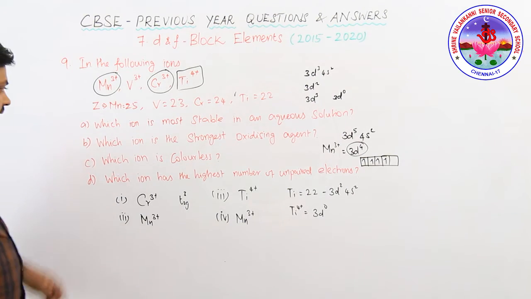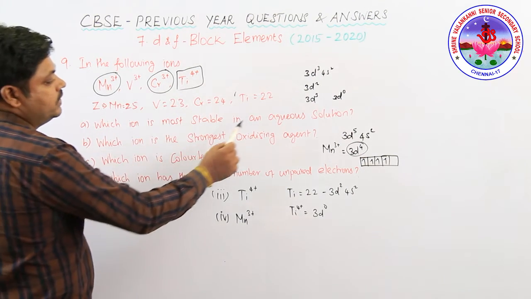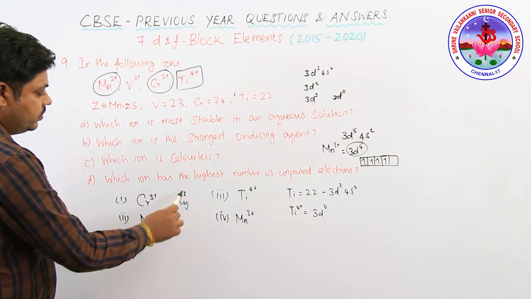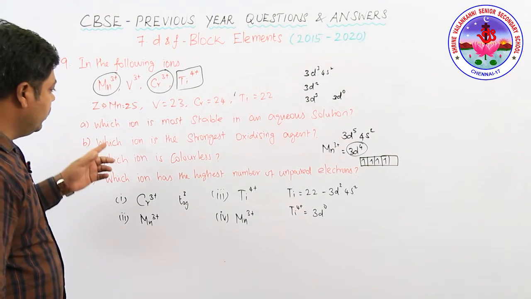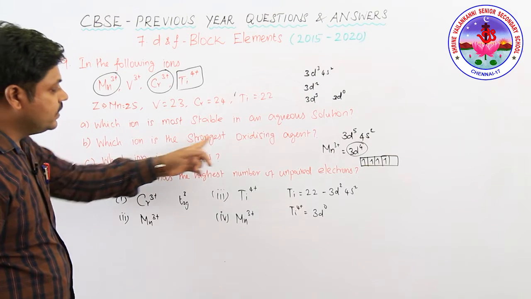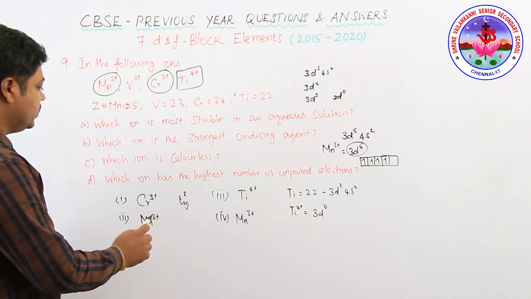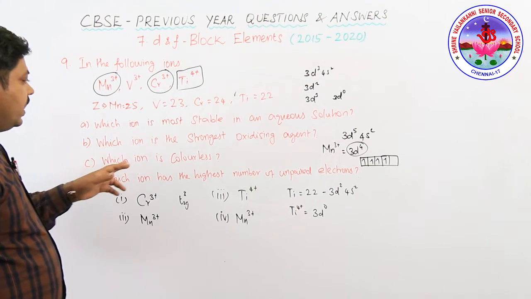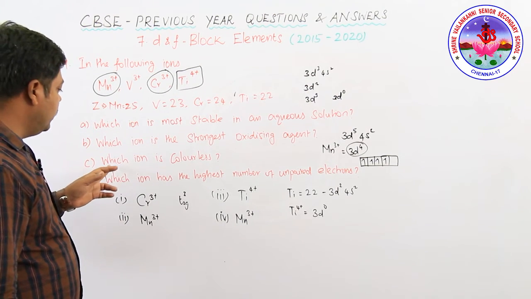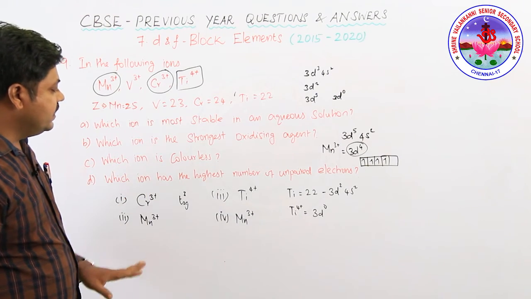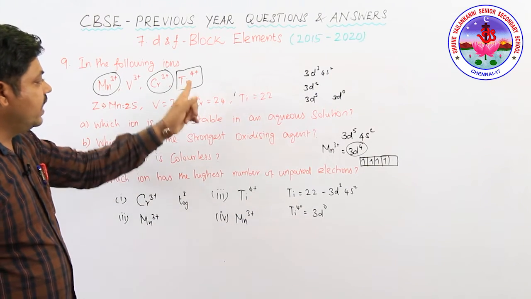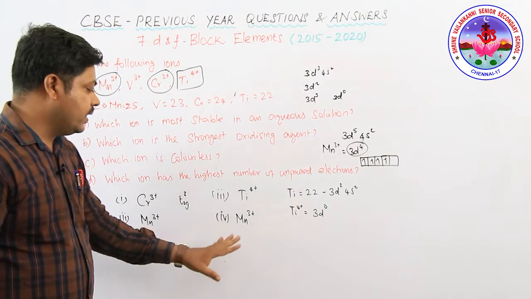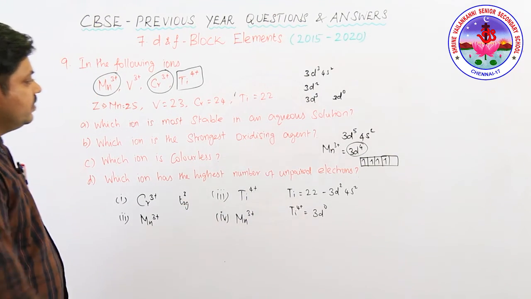So the first question answer: which ion is most stable in aqueous solution? Chromium 3 plus, because of the t2g3 level. Next, which ion is the strongest oxidizing agent? Mn3+, due to the electrode potential value. Then which ion is colorless? Titanium 4 plus. Then which ion has the highest number of unpaired electrons? Mn3+. So this is the answer.